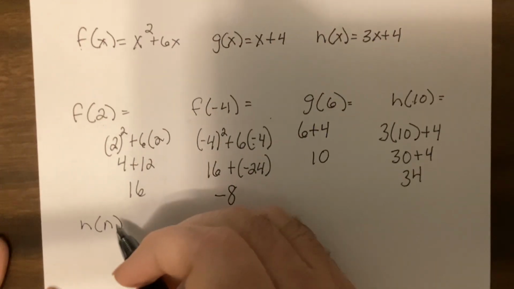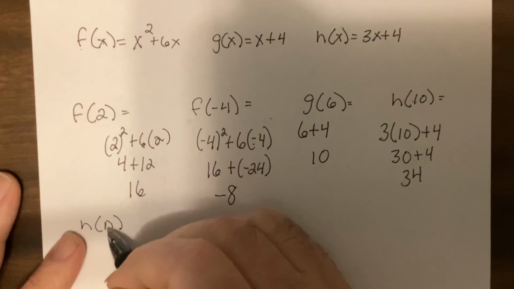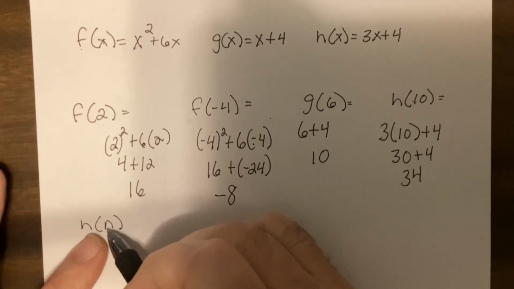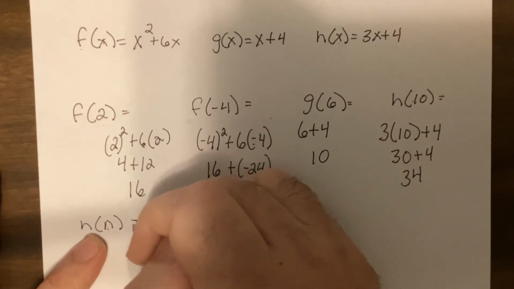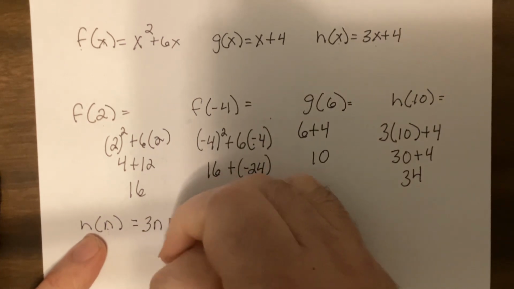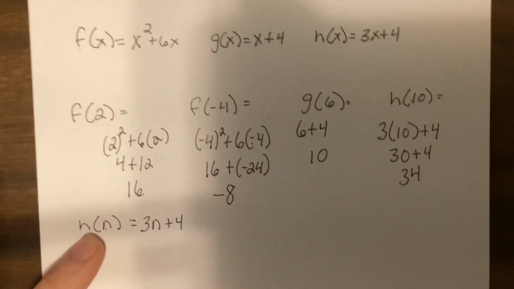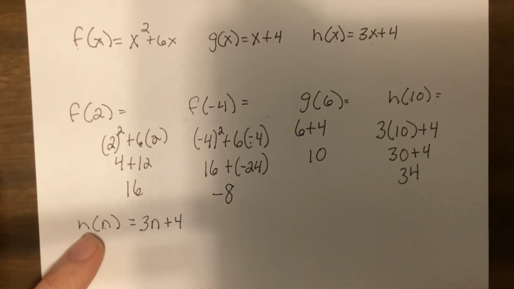So if I have h of n, that's a variable, that means just replace the variable here with n. So it'd be 3n plus 4. That's all you do. It's all you can do.